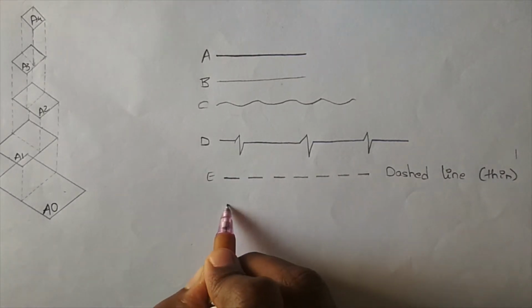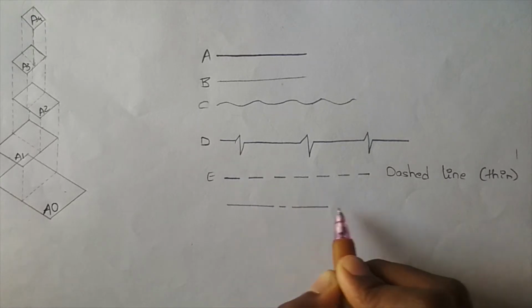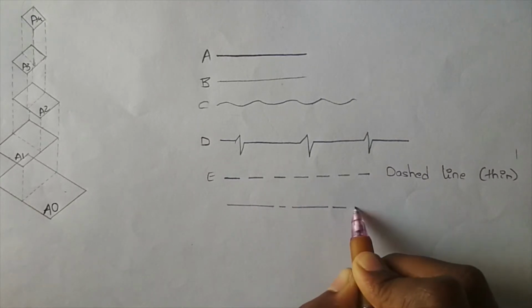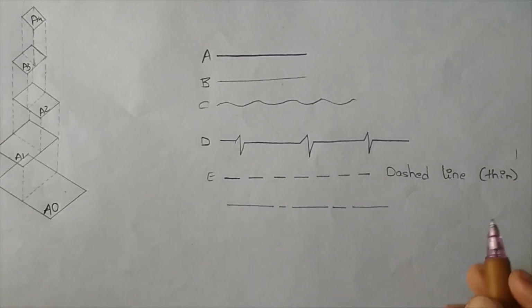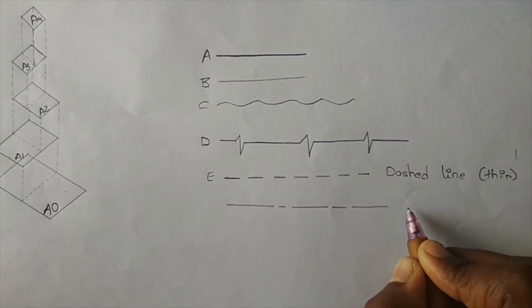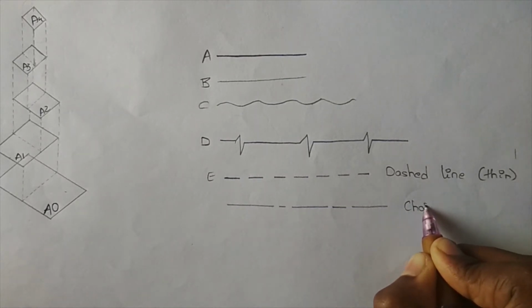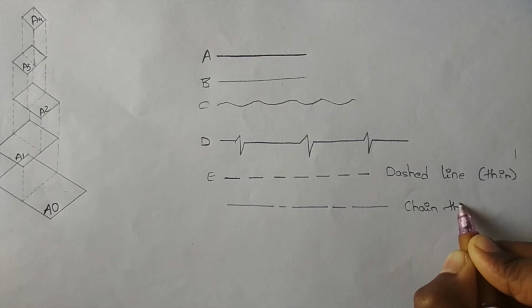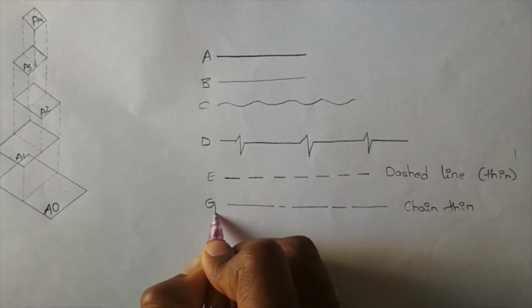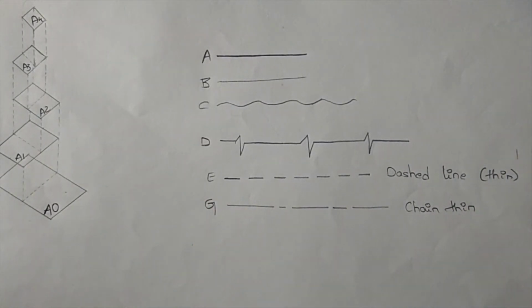Next, long dash, short dash, long dash. So this is chain thin. This is line type G. This is used to represent center lines, lines of symmetry, and trajectories.